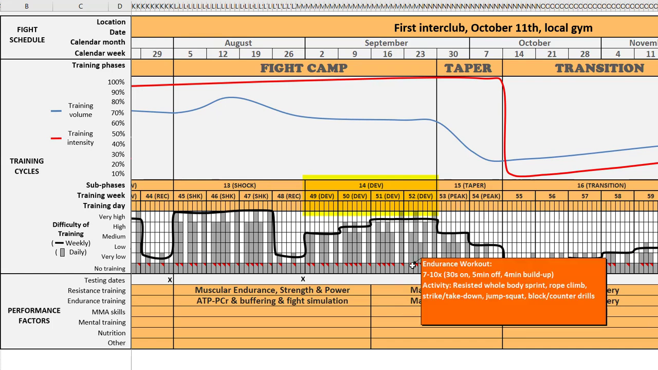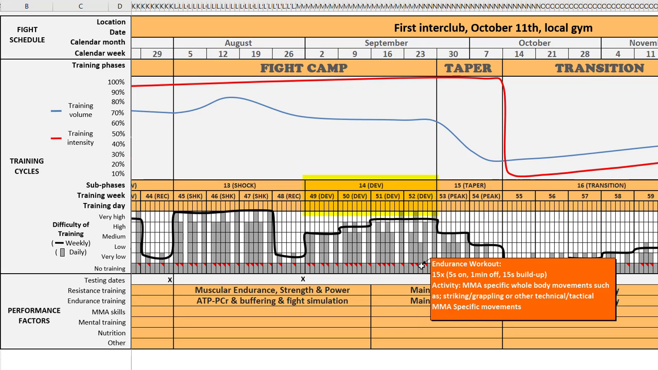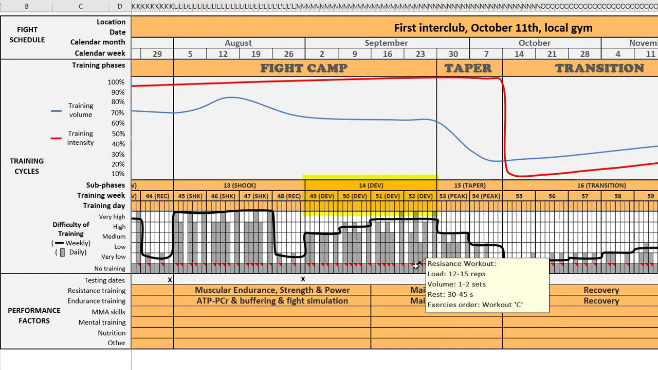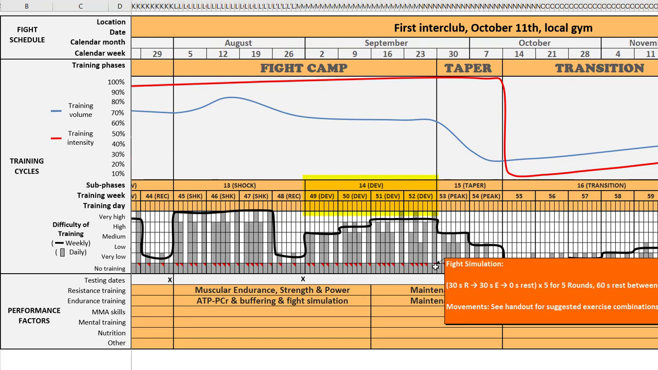In week 52, the increase in training difficulty is mainly achieved by increasing the work interval duration. So the first endurance session, as you can see here, features 7 to 10 30-second intervals. And the second session features 15 5-second intervals. You can see the pattern of rest here. The first resistance workout is a muscle endurance workout, and then the next resistance workout is a power-based workout, 2 to 3 repetitions. And again, you can see the fight simulation here.